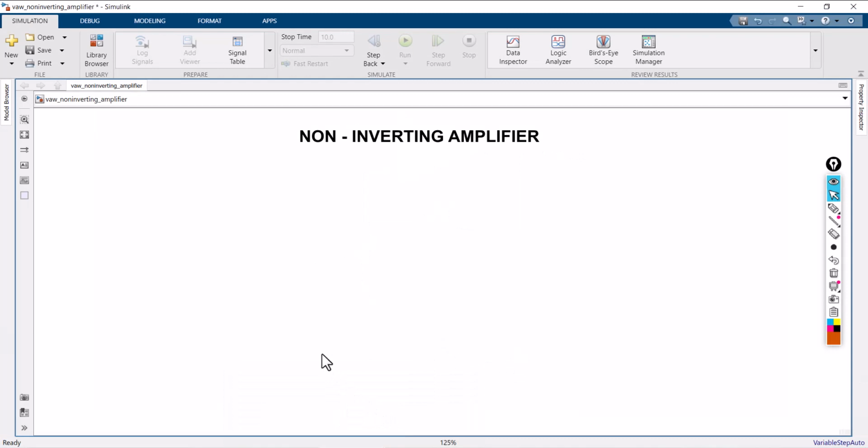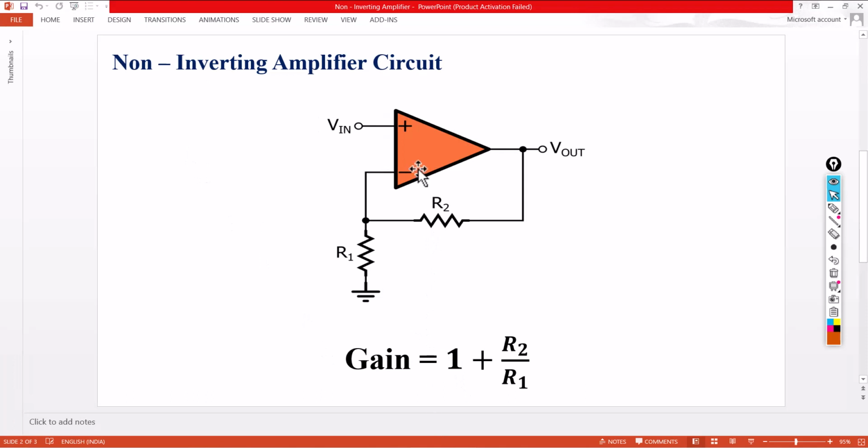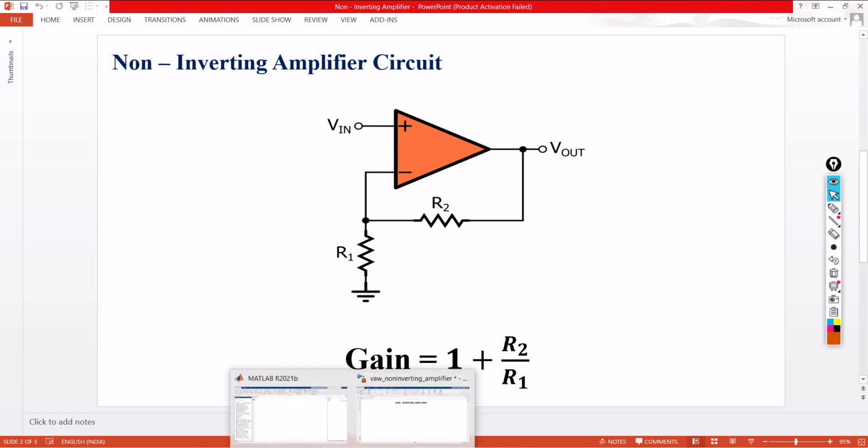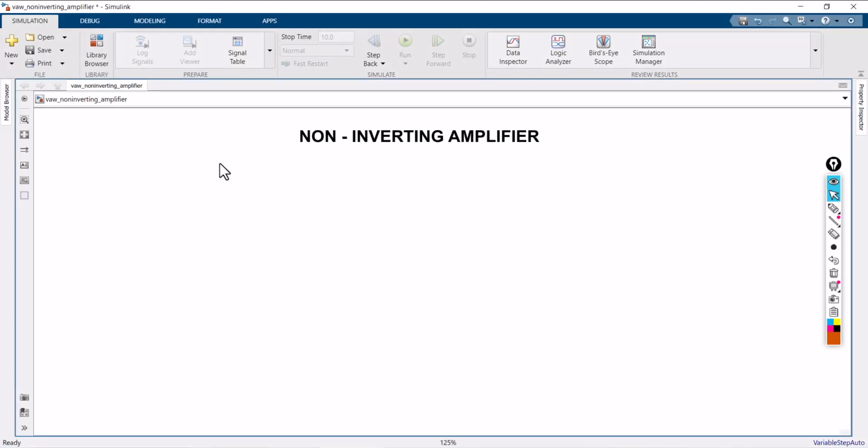So where to pick the elements first? If we want to develop a non-inverting amplifier, I need an operational amplifier, 2 resistors, input voltage source, voltage measurements for input voltage as well as output voltage. I want some scopes. Okay, these are the components which I need. So where to pick the elements?